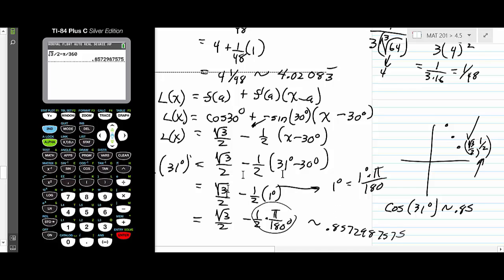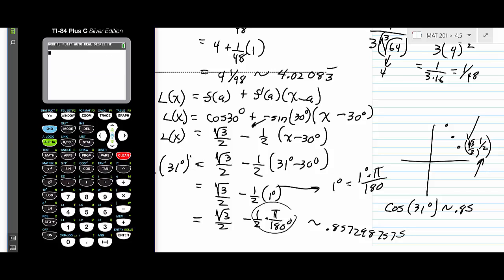0.8572987575. Now, if I did the cosine of 30, now in radians, 30 degrees is pi over 6. So I'm going to do that just to compare how close we are. Okay, is that right? Oh, we're doing 31 degrees, I'm sorry. So it would actually be, if you went back to radians, I think I did that in degrees a minute ago. If I did cosine of 31, I had 0.85, so you're actually very close.